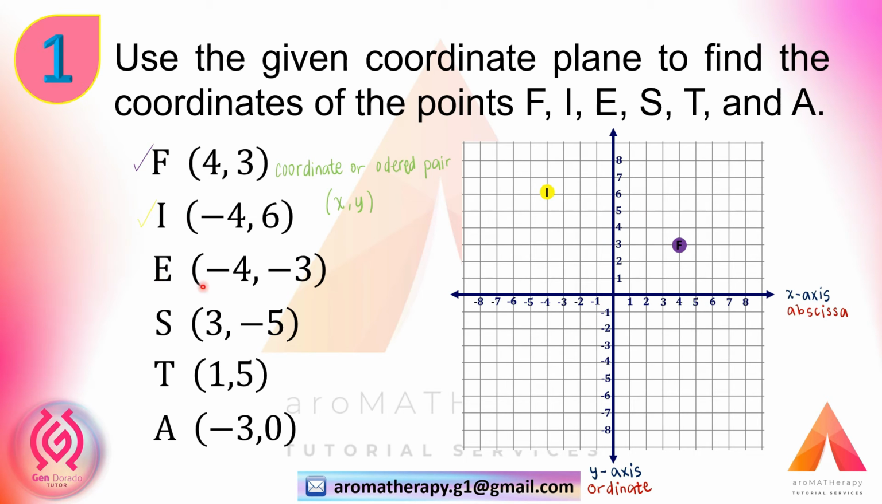For point E, negative, negative, quadrant 3, automatic, o negative, negative. So, dito na unahin si X. Asan si negative 4? Ayan. Where is negative 3? Ayan. So, diyan ka mag-plot ng points. Orange. Next, point S. Positive, negative, quadrant 4. Positive 3. Negative 5. O, dito siya.